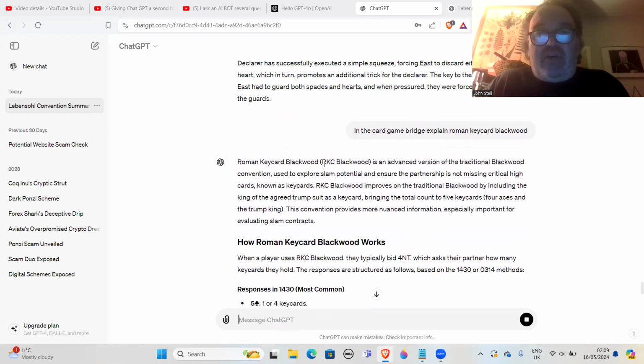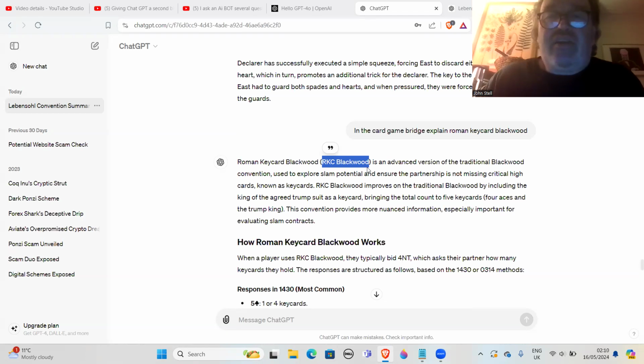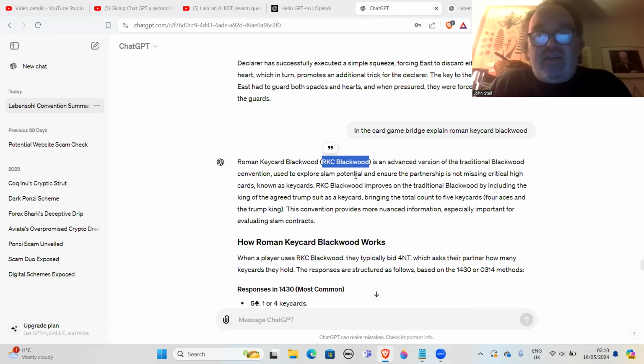Right, Roman keycard Blackwood, RKC Blackwood. Most people say RKCB. I wonder why it's written it like that. Why is it writing it like that? Most people write RKCB. Is an advanced version of the traditional Blackwood convention used to explore slam potential and ensure the partnership is not missing critical high cards known as key cards.